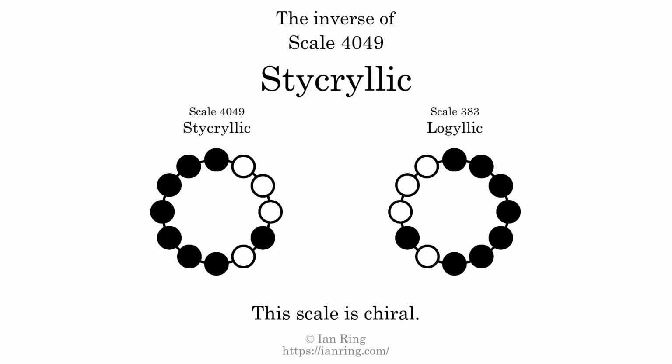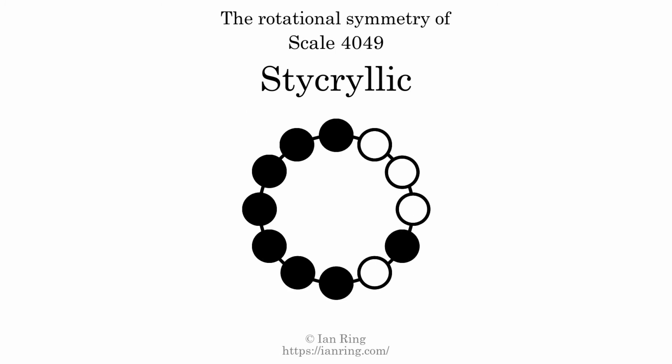The inverse of a scale is a mirror image. It is what you get when the sequence of intervals is reversed. The inverse of this scale is scale 383, also known as Stycryllic. This scale is chiral. It cannot transform into its inverse by rotational transformation. This scale has no rotational symmetry.